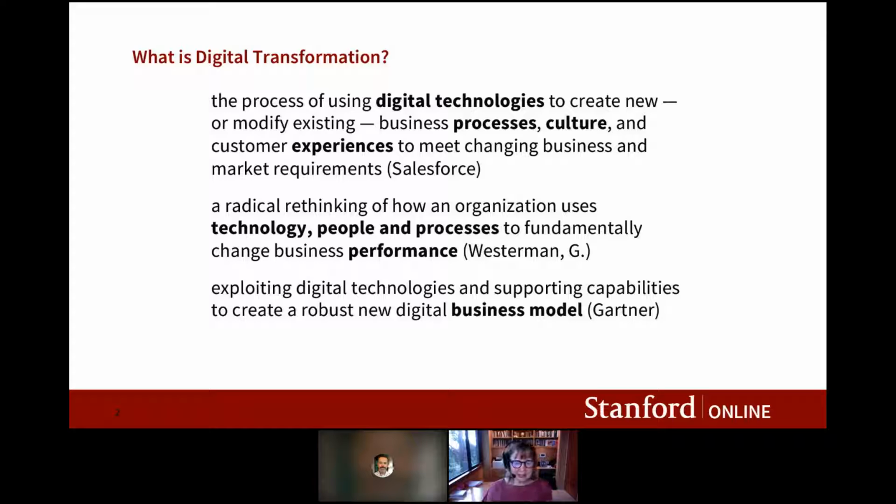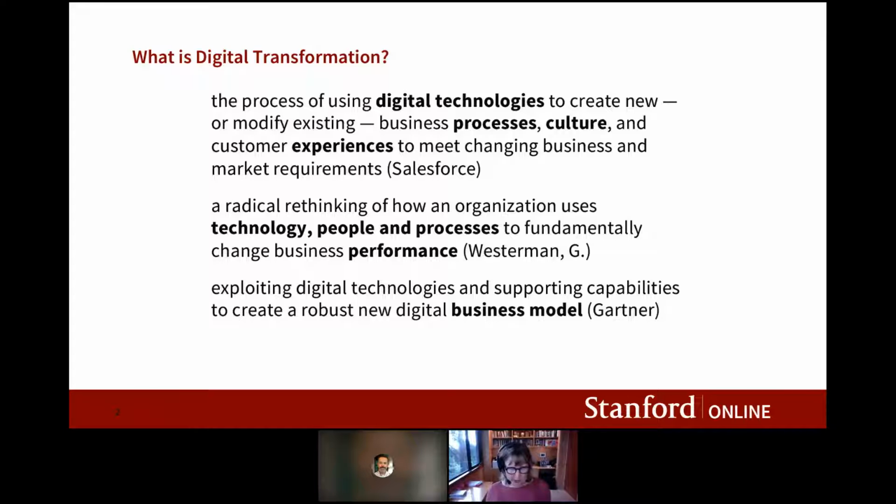So first of all, what is digital transformation? There are a number of different perspectives out there, a number of different definitions. Here we've got a definition from Salesforce. And I think this is an interesting definition because it's pretty all-encompassing. They argued that it's the process of using digital technologies to create new or modify existing business processes, culture, and customer experiences to meet changing business and market requirements. So quite broad and also somewhat modest in terms of the kind of change that is required in order for it to be considered a digital transformation.